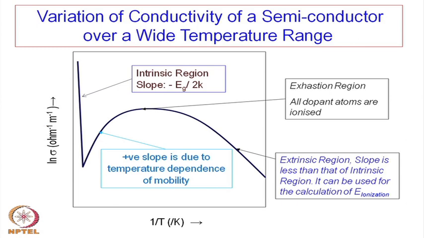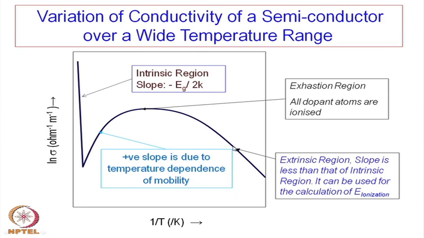The conductivity is going down with increasing temperature, and that is because, first of all, what is the exhaustion region? Exhaustion is when all dopants are ionized. Because here, the ionization is taking place either between the valence band and the acceptor level, or between the donor level and the conduction band. So, in both cases they are lying very close to the band edges, and therefore that slope must be smaller, and that is the reason why in the extrinsic region the slope is less than that of the intrinsic region. It can be used for the calculation of ionization.